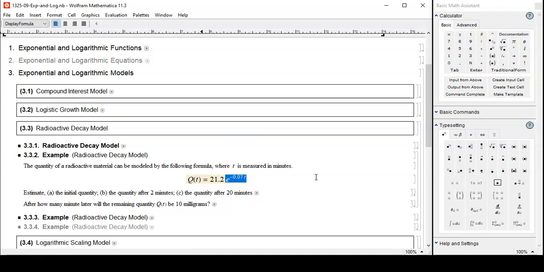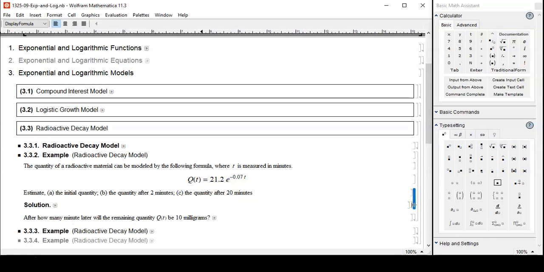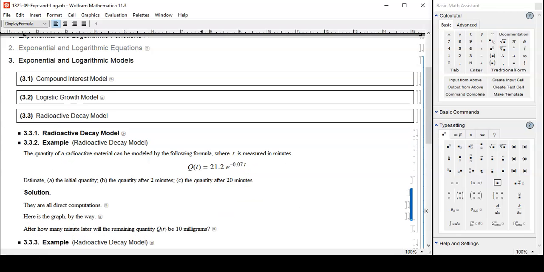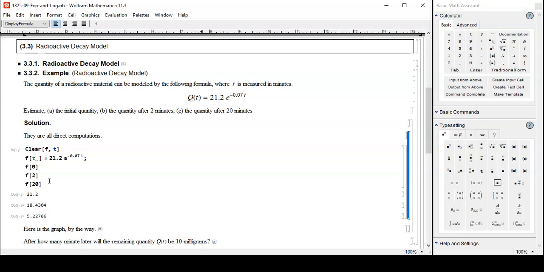Is it grams or milligrams? I don't know. Whatever the unit. The quantity after 2 minutes: plug in t equals 2 here, and plug in t equals 20 here, and punch it in the calculator. So they're all direct computations. So initially 21.2 grams or milligrams, I don't know. I should have given you the units for those quantities.